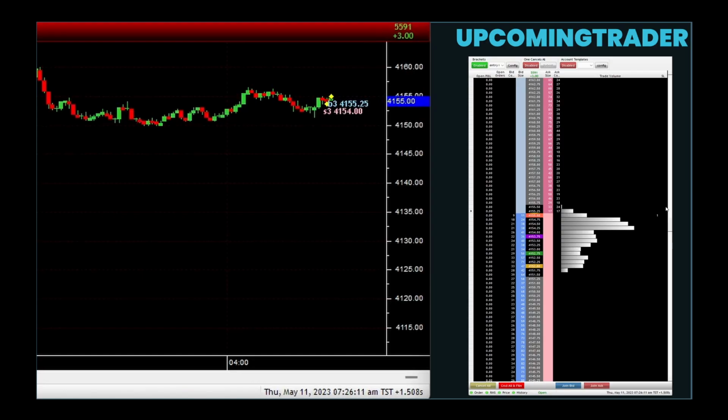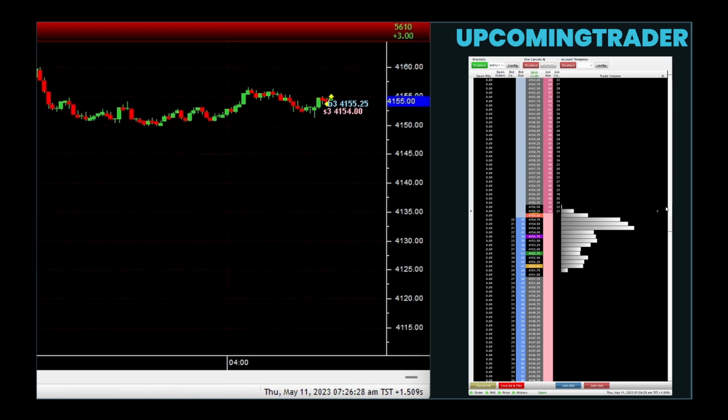With a symmetrical triangle, if a stock's price fluctuates between $30 and $40, but over time the highs and lows converge towards $35, a breakout in either direction could signal the next major price movement.